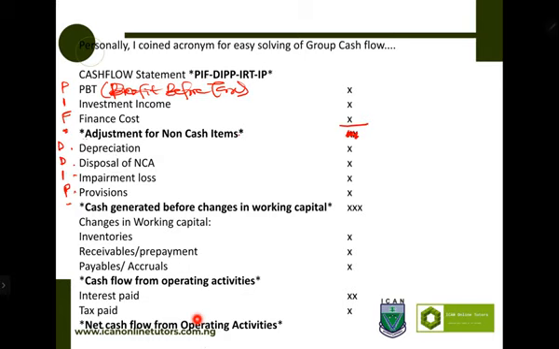Changes in working capital. And what is changes in working capital? Inventory, this is the I. Receivables, if you have receivables, you might also have prepayment. Anyhow it comes, it's either receivable and prepayment or receivable alone. Then you have payable. That is the IRP.